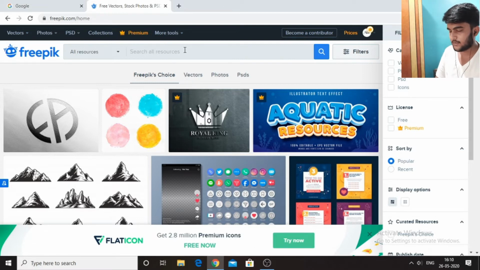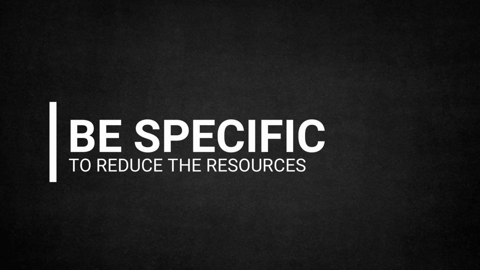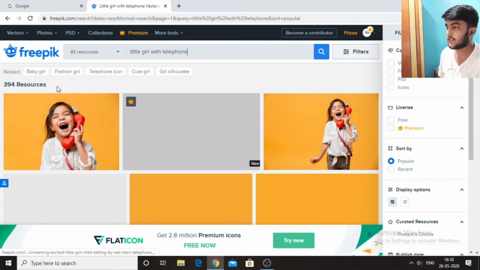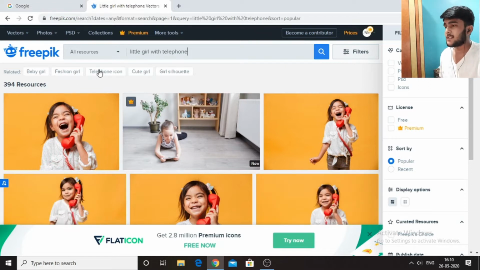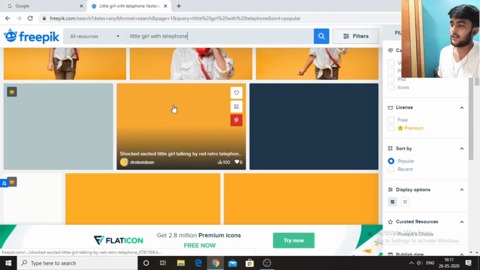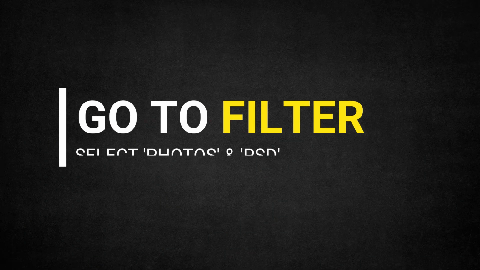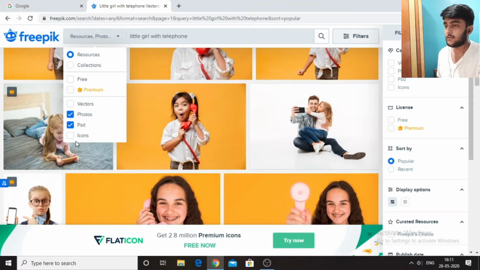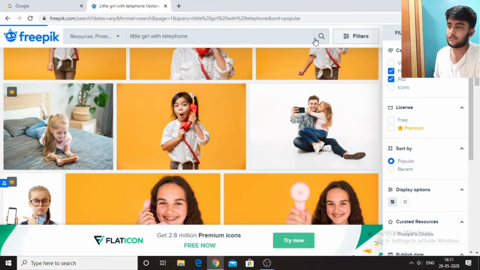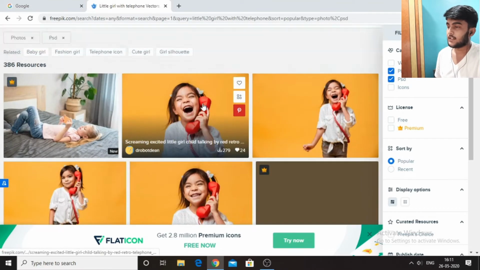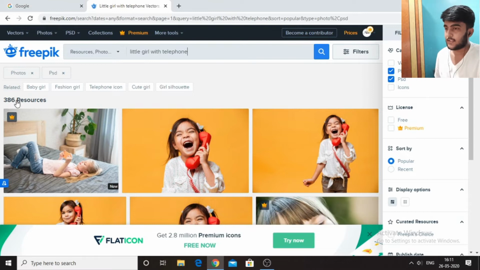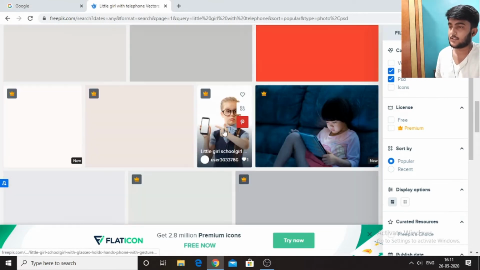So let's suppose a little girl with telephone. Now you have to be really specific with what you are searching, because that will decrease the resources that you are getting. Here it is 394 resources. But there will be some icons and PSDs that you do not want. You just want the real images, right? So just stick over here, photos and PSD. Now you are ignoring vectors and icons. This is a very good way. And then you can just search for the image and you will be ignoring all the icons. And see, since there were not many icons, it's about 386 resources now. Now you can just scroll on to find the right image.